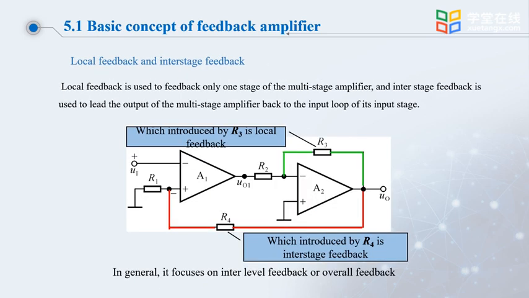Feedback then has another classification. In a multi-stage amplifier circuit, feedback within one stage is what we call local feedback. Otherwise, it is called inter-level feedback. Say R4 between the first and the second amplifiers: connecting such an R4 makes it an inter-level feedback. What about R3? R3 only acts as a feedback in the second stage amplifier, so R3 is a local feedback and R4 is an inter-level feedback. Okay, this is the end of this class. Thank you.